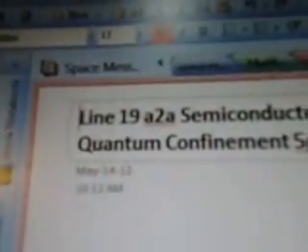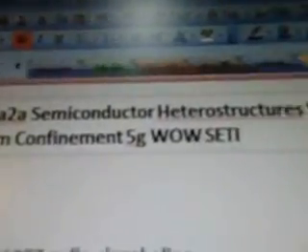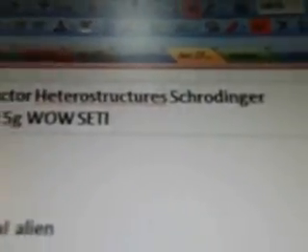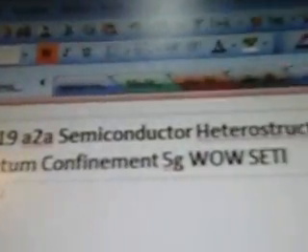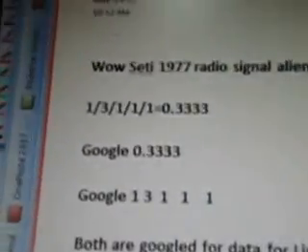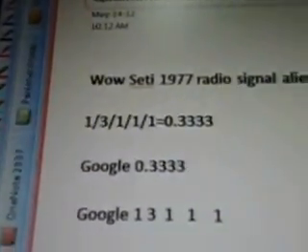This is part 221, line 19, A2A Semiconductor Heterostructures Schrodinger Quantum Confinement 5G Wow Seti. So this is the Wow Seti signal from 1977. That's the equation, and that's the answer to it, and there's the number. Go through Google for data for line 19.